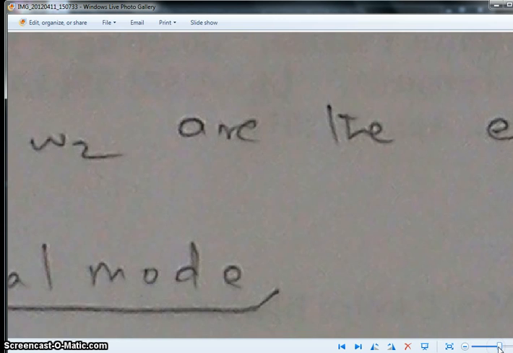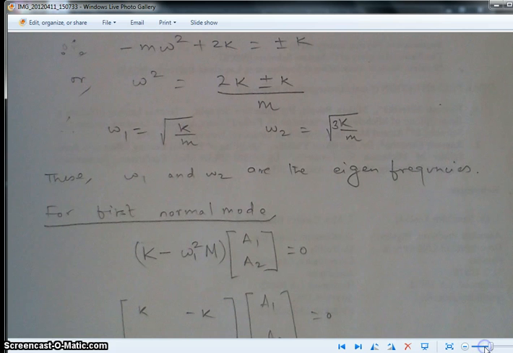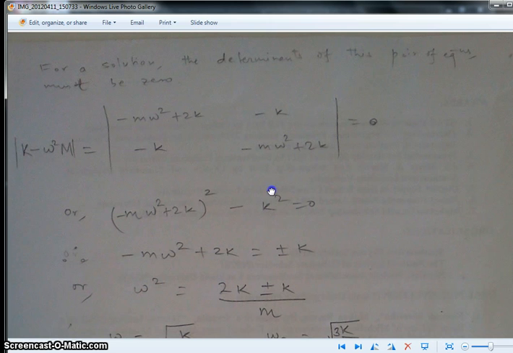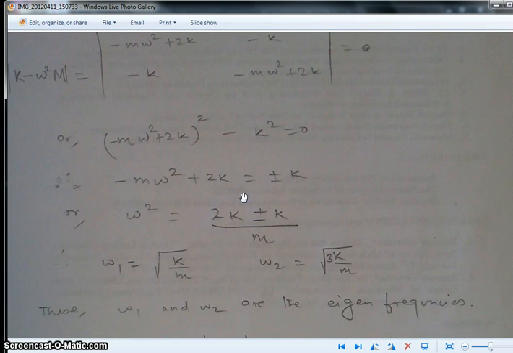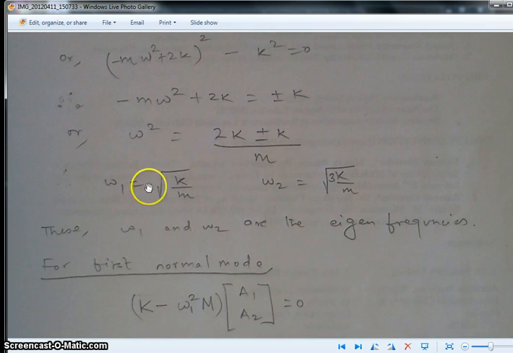Here, for a solution, the determinant of those pair of equations must be 0. Then we get this determinant form, and solving the determinant we get two frequencies, where omega 1 equals the square root of k over m, and omega 2 equals the square root of 3k over m. These two frequencies are called the eigenfrequencies, or the characteristic frequencies, of the coupled harmonic oscillator.